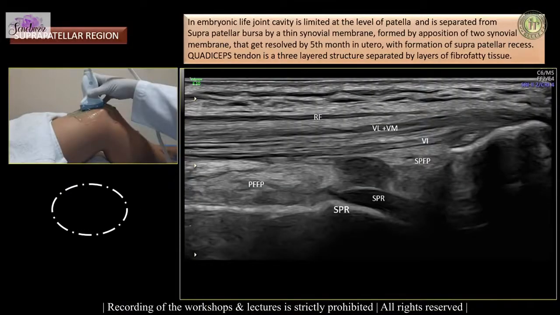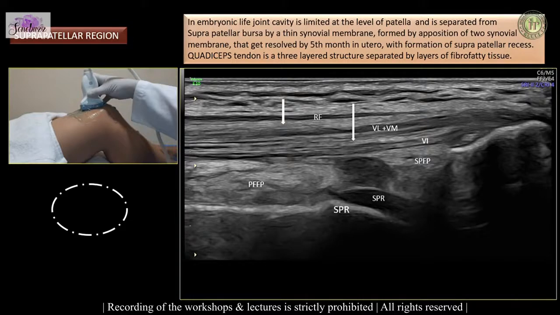In long axis, we can demonstrate the trilaminar structure of the quadriceps tendon nicely, and the tendon fibers appear hypoechoic because of their oblique orientation and the anisotropy, with the intervening hyperechoic loose areolar tissue layers that allow some gliding movement between the tendon fibers.